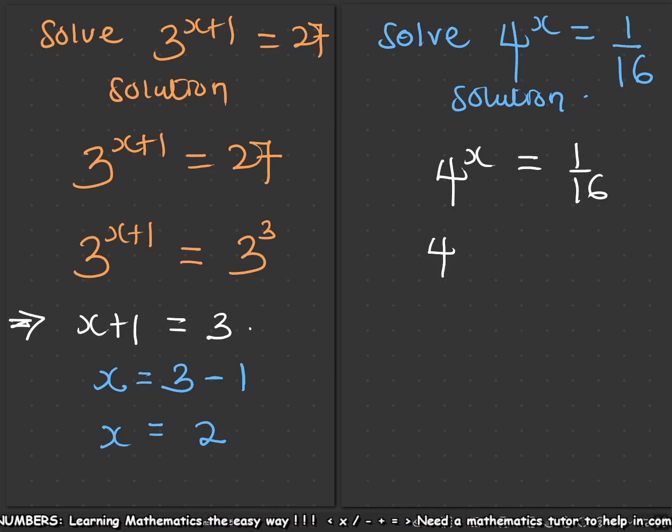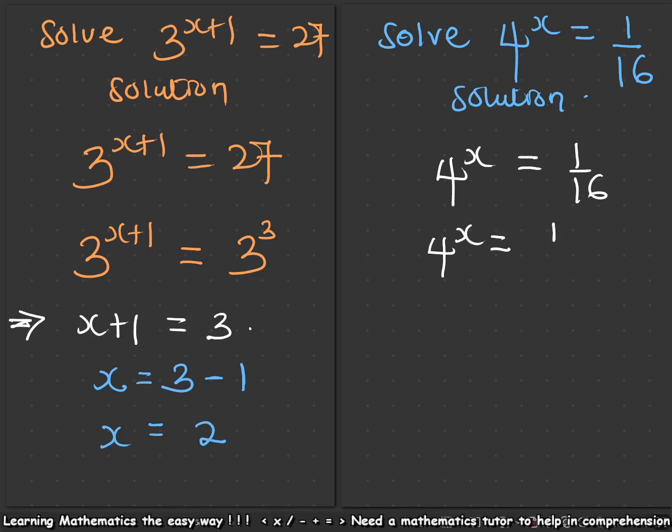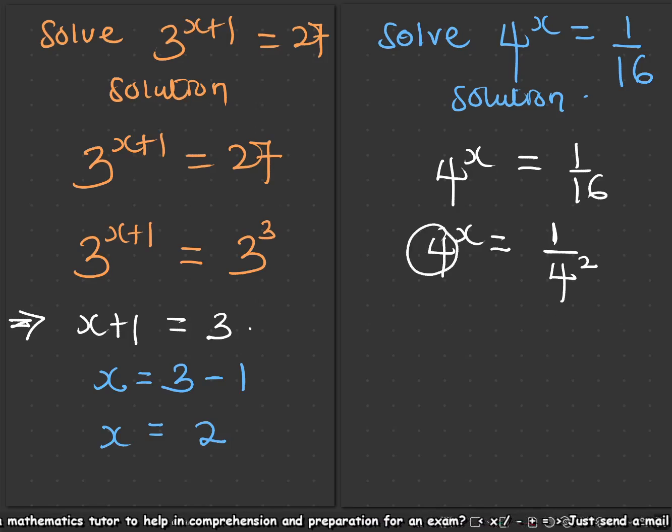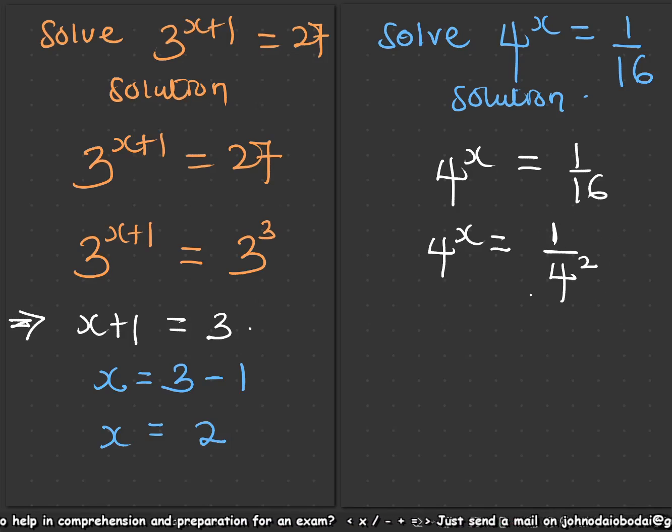So we have 4 to the power x. Then instead of 16, we write 16 as 4 raised to the power what? 2. Because we know 4 squared gives us what? 16. Now you realize that the base here is just a number, whilst this one looks like a fraction.